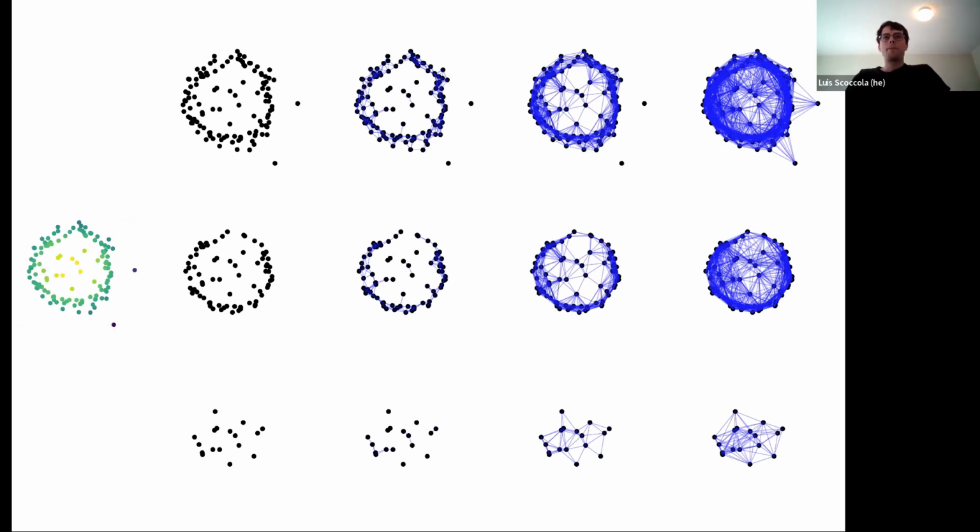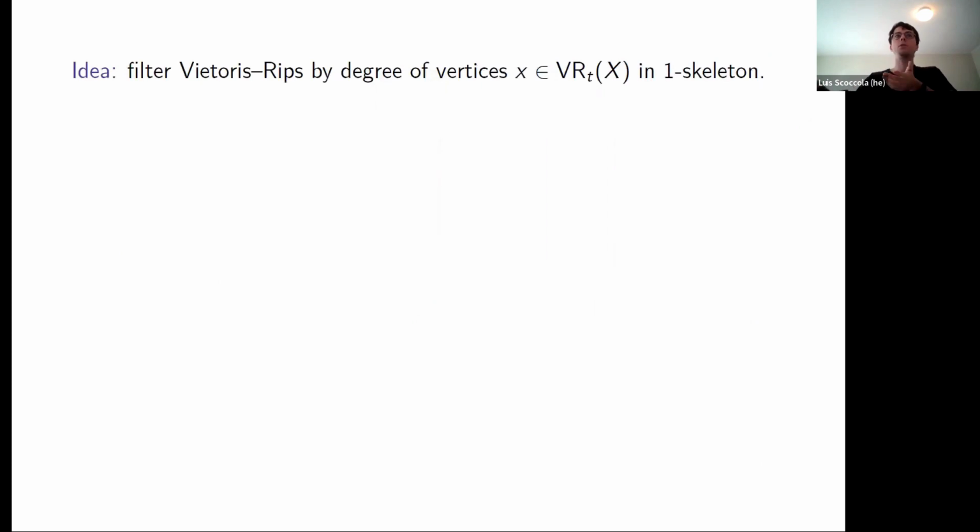So a way to fix that is to try to not fix the kernel bandwidth. And that's what basically degree-Rips does. So degree-Rips does it in a specific case, and then there's kernel-Rips that does it in a slightly more general way. So the way degree-Rips does it is it takes Vietoris-Rips again, but now filters it by the degree of the vertices in the one skeleton.